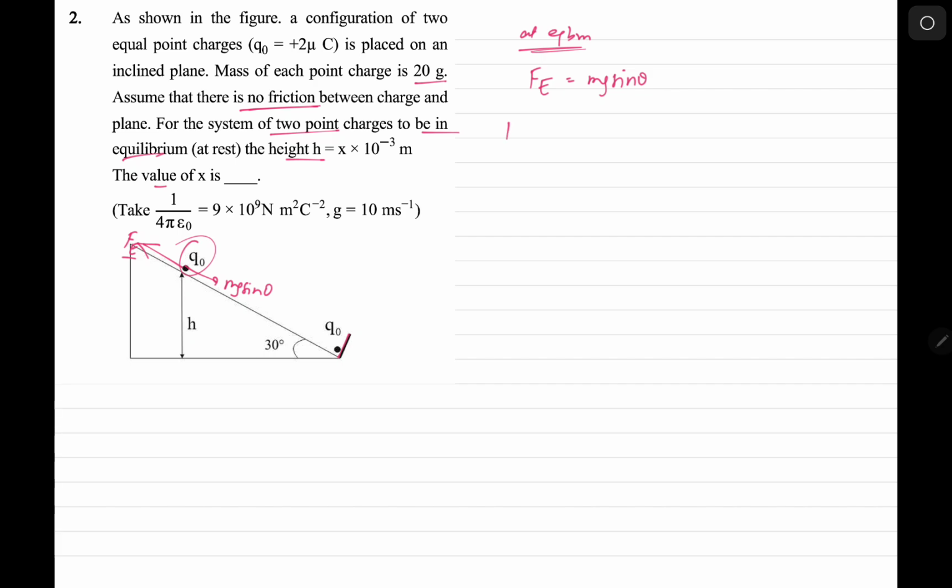Now what is Fe here? So K Q naught square by, let's say this distance is h, h square equal to mg sine 30. This x we can calculate because we just need to calculate h. So we need to substitute this x in terms of h.